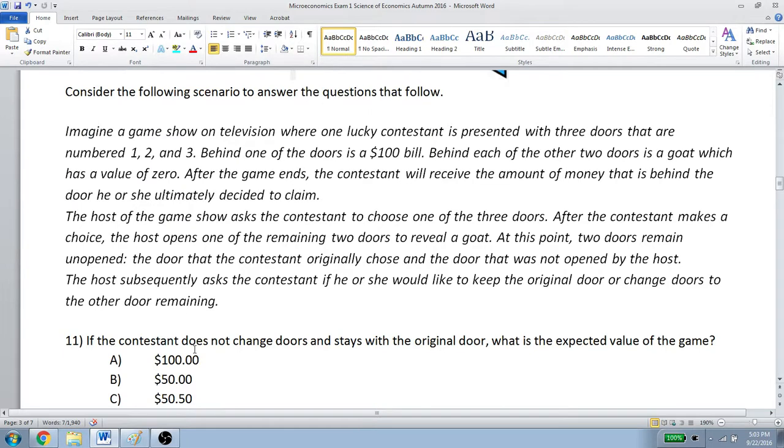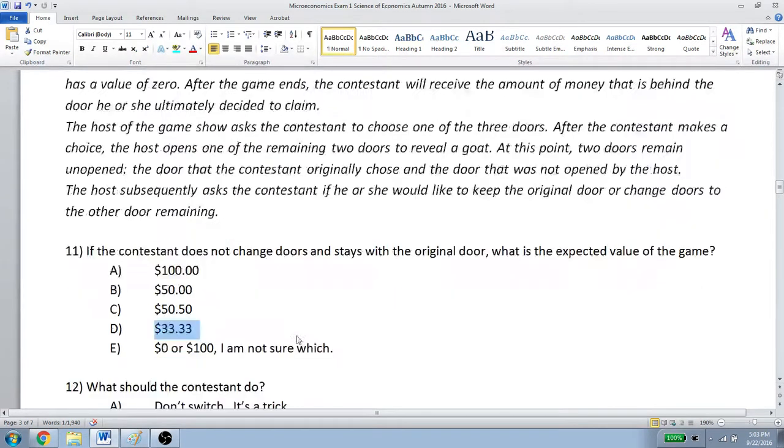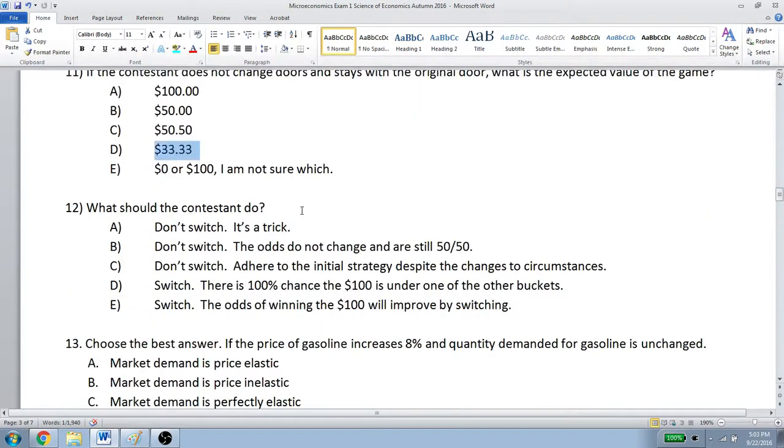If the contestant does not change doors and stays with the original door, the expected value of the game is $33.33, because there's a 1 in 3 chance that they chose the right door on the first try, and if they stuck with it, then they have a 1 in 3 chance of winning $100, because the chance of choosing the right door in the first guess is 1 out of 3, and 1/3 of $100 is $33.33. That's how it's calculated. What should the contestant do?